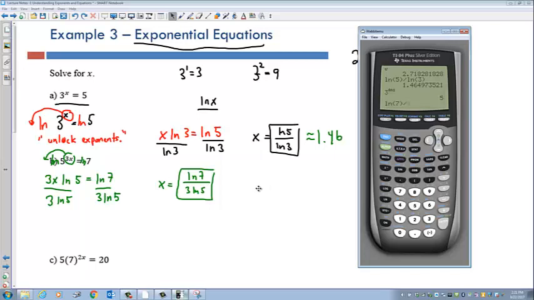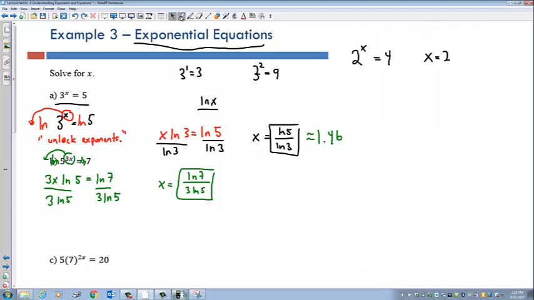Order of operations will actually say divide by 3 and multiply everything by ln of 5. So we need an extra set of parentheses on here. So parentheses 3 and then ln of 5 in parentheses. So here you get out about 0.40.